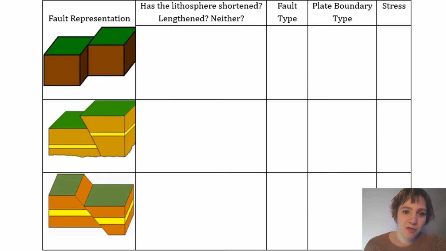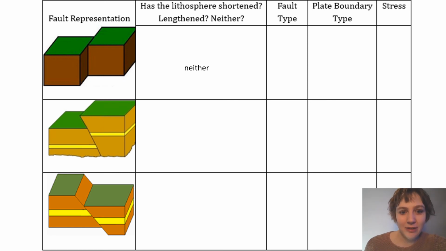All right, now that we're familiar with all of that terminology, we really need to take a step back and put our faults into the context of plate tectonics. So if we look at this top representation here, we can see that we have a fault, that's the surface feature, and we want to answer the question, has the lithosphere shortened, lengthened, or neither? In this instance, it has done neither, right? And the type of fault, can you see what type of fault this is?